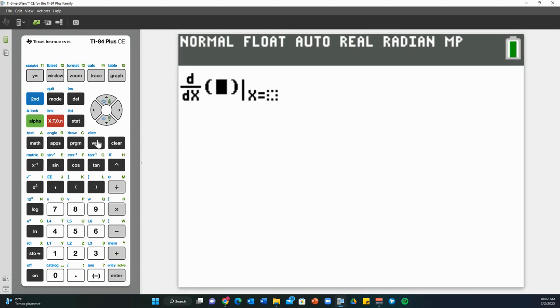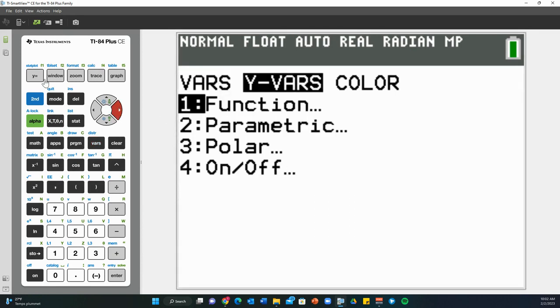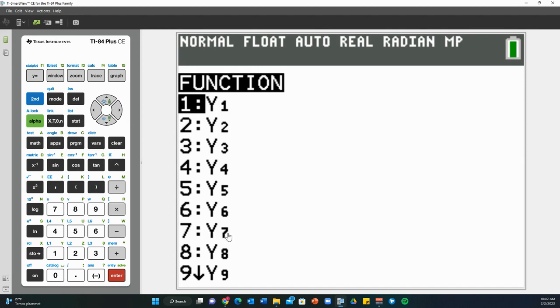Now all I have to do is go to the vars menu, which stands for variables. And we're going to go over to the y variables, which lets us pick out a y equals. We are currently in function mode. That's why we're using x as the input. So choose function. Then you can just pick any of these. If you have 10 problems to do, you can put 10 different equations in the y equals menu, and then just call up each individual one that you need.